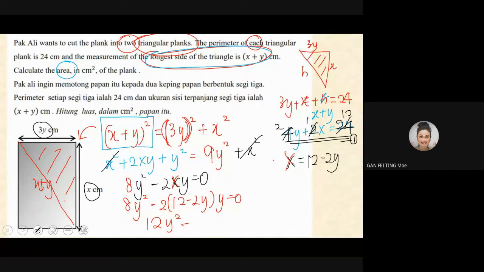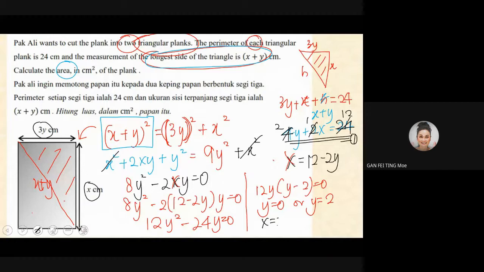Yes, minus 24y equals 0. Then from here, you factorize 12y in the bracket y minus 2 equals 0. So you'll have y equals 0 or y equals 2. When your y is equal to 0, your x is equal to 12.